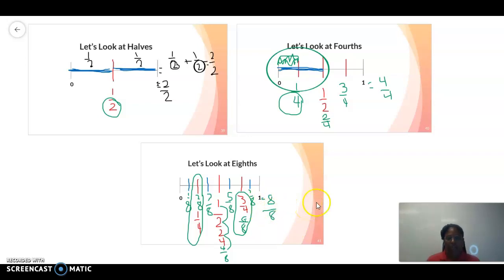Okay, so all we've done is divided our halves into smaller pieces, which are fourths, and we divided our fourths into smaller pieces, which are eighths. Okay, and you can also see some benchmark fractions here that are equal to one another, which we'll learn more about.